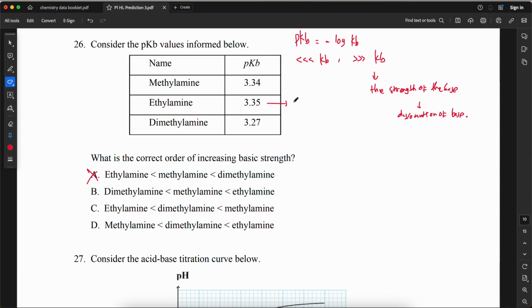So this one, lowest Kb, weakest base. And for this one, highest Kb, therefore strongest base.